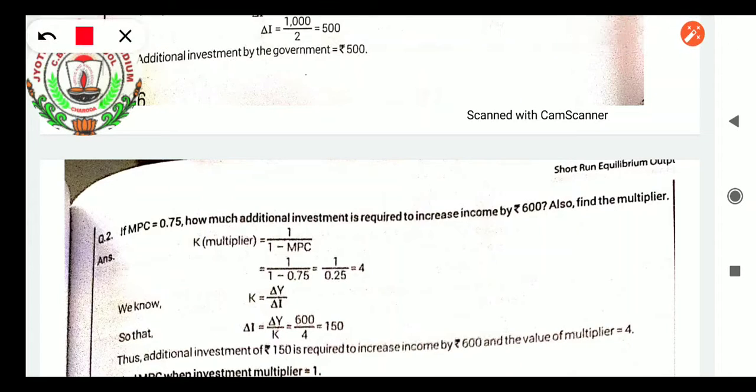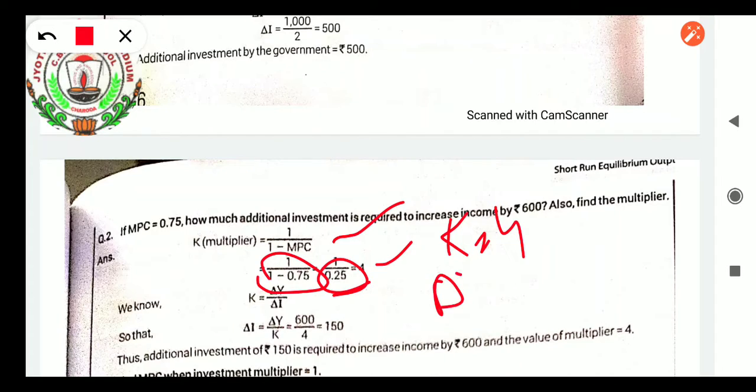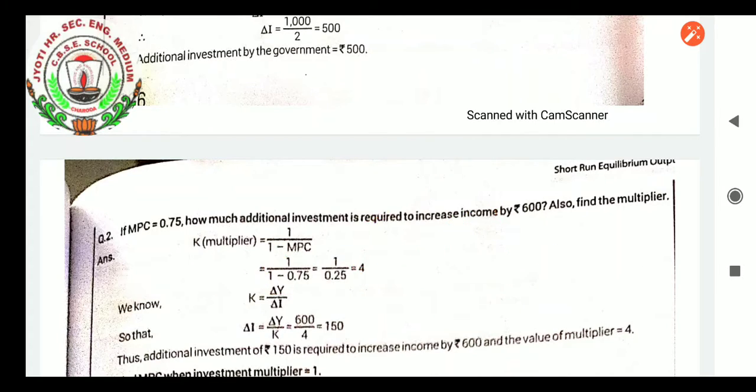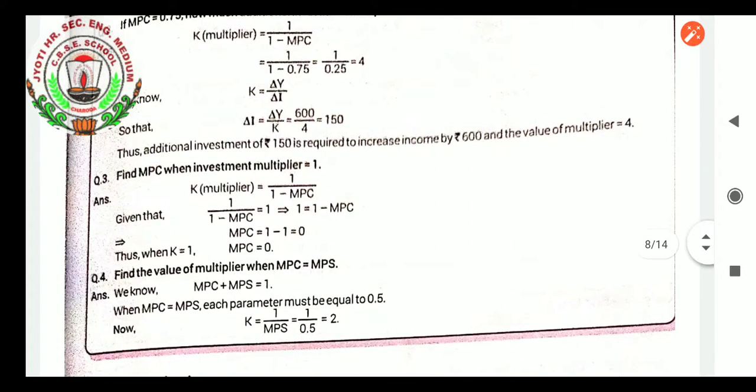We will relate the same formula. 1 divided by 1 minus 0.75, we get 0.25. 1 divided by 0.25, we get 4. Okay, so we know K equals delta Y upon delta I. So delta I equals, K value is 4 and change in Y is 600. 600 divided by 4, we will get 150. So this is one of the varieties of question on the investment multiplier.